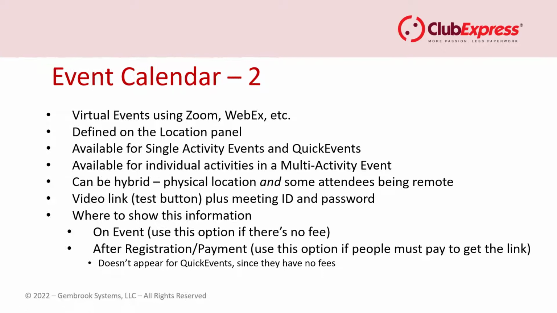So again, defined on the location panel, available for single and multi-activity events, also available for quick events. I didn't show you, but it's the same screen. And for multi-activity events, for individual activities, there's the test button. And where do you show this information? After registration and payment. But again, that option doesn't appear for quick events because by definition, quick events don't have a fee.